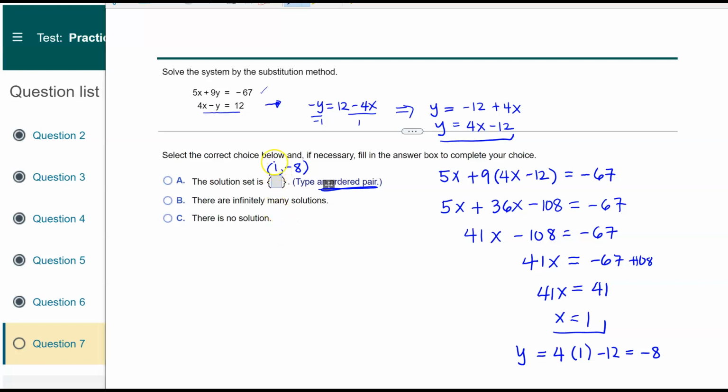So you have to make sure you write the parentheses here because that is the notation for an ordered pair, and separate them by a comma. Write first the x coordinate followed by the y coordinate.